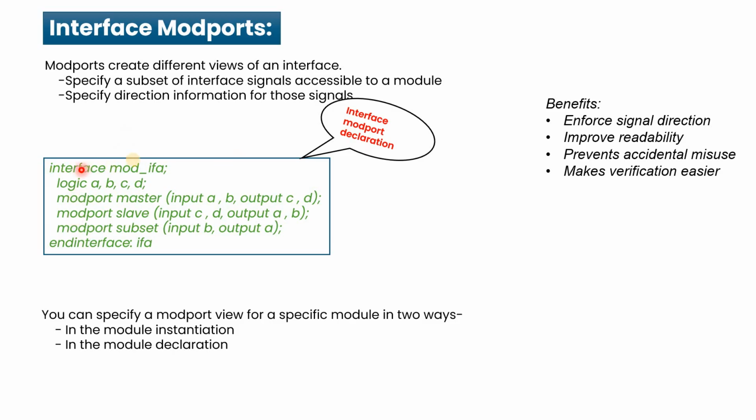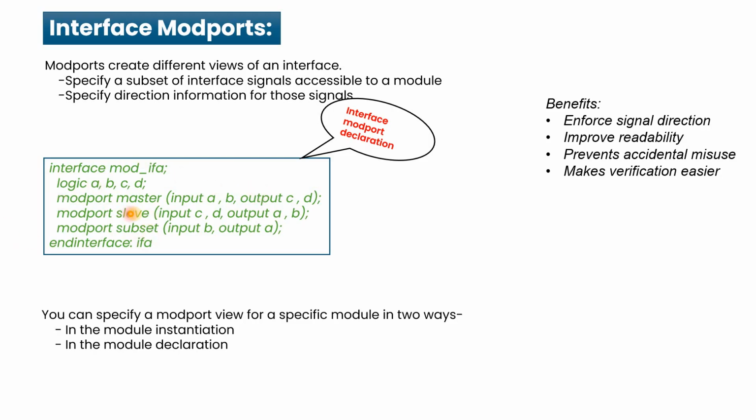Let's have an example. Here we have an interface, mode interface A. It has 4 signals A, B, C, D. Now these signals can have different directions depending on different modules. Let's say we have a master, and in that master module our signals A and B are inputs and C and D are outputs. So we define a mode port, and we give it a name. This is the master view of this interface where A and B are inputs and C and D are outputs.